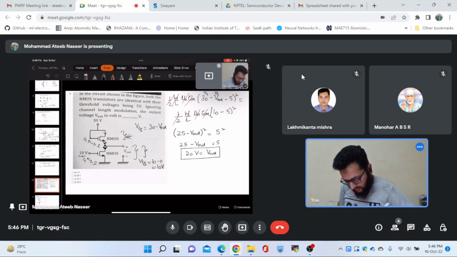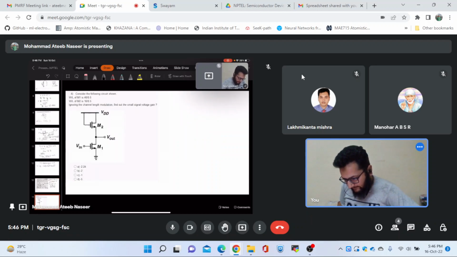And now let's move towards another problem. It says that we can see the circuit over here. This circuit has some W by L, and in here we have to ignore the channel length modulation, and we have to find the small signal gain in this case as well.